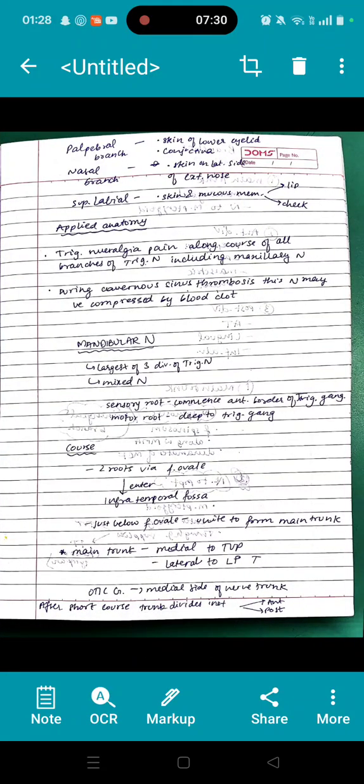The palpebral branch supplies the skin of the lower eyelid and conjunctiva. The nasal branch supplies skin on the lateral side of the external nose, and the superior labial supplies skin and mucous membrane of the lip and cheek.